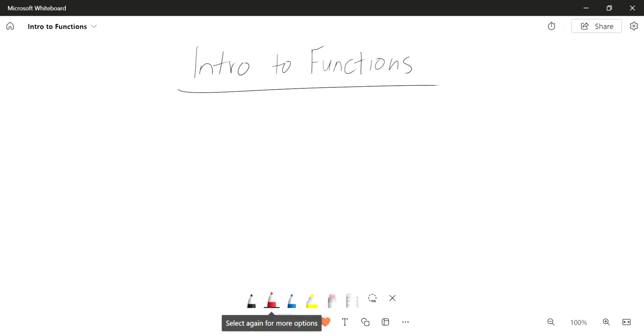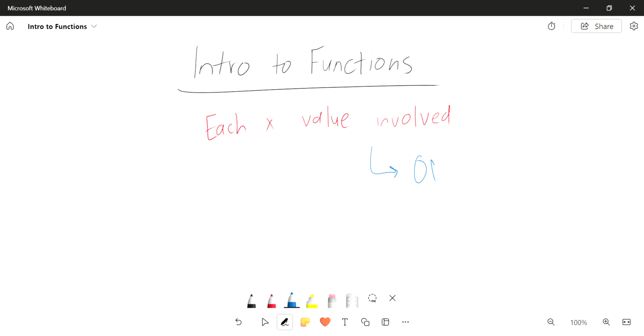A function is any type of equation or relation such that each x value that's involved only has one y value attached to it. So instead of thinking of it as x and y, you can think of it as an input and an output. So say for example, you're at a restaurant and you want to buy a cheeseburger.